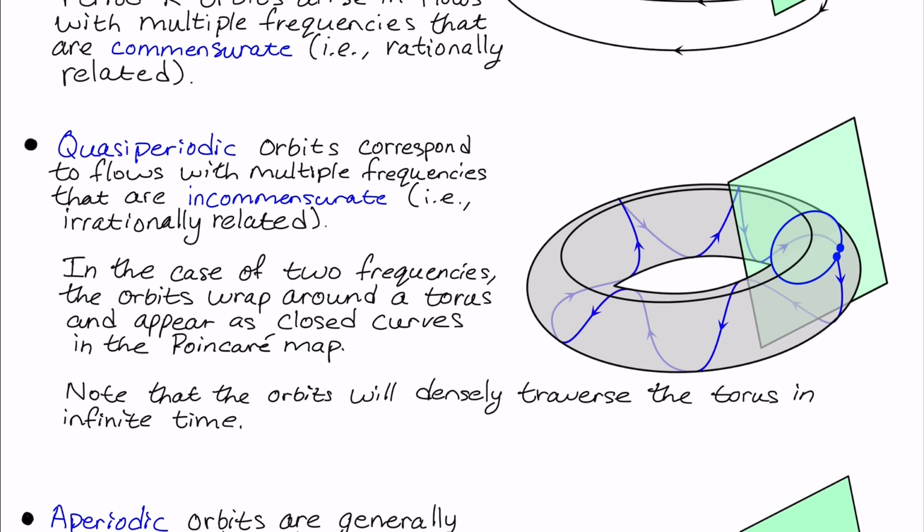Now here, I've drawn this torus to just be a perfect donut, or a cylinder that wraps around on itself, and as a result, the closed orbit ends up being a perfect circle.